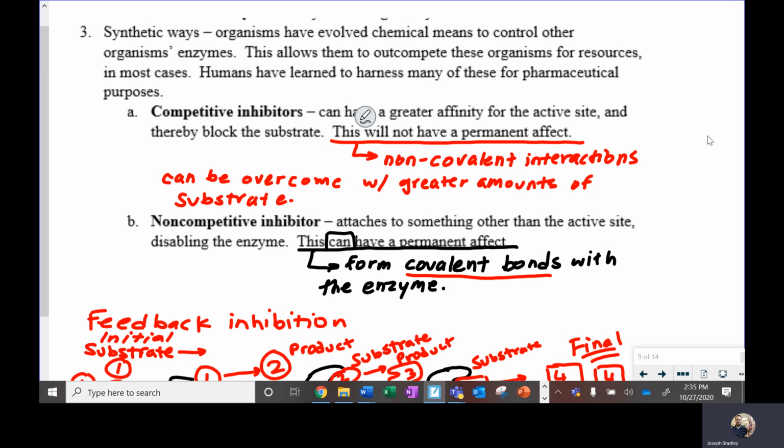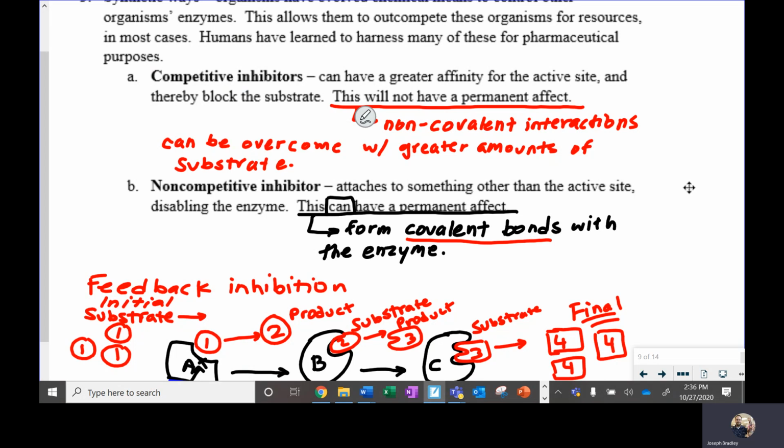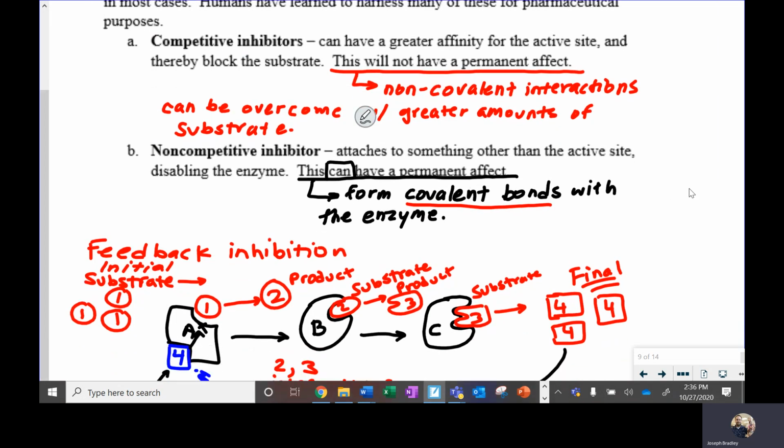A competitive inhibitor is something that will not have a permanent effect because it forms non-covalent interactions, but it basically slows it down. It attaches to the active site and can interact with it in a way that prevents the substrate from coming in. A non-competitive inhibitor is going to form a covalent bond with an enzyme and permanently change it so that it doesn't work anymore. It can have a permanent effect if it does form that covalent bond.